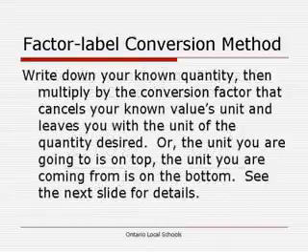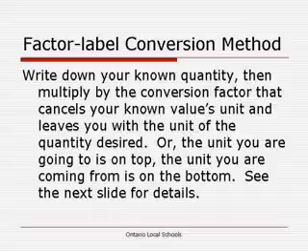When we solve relationships involving density using the factor label conversion method, we're first going to write down our known quantity. Then we're going to multiply by one of the conversion factors that we talked about on the previous slide that will cancel our known value's unit and leave us with the unit of the quantity that we desire. So the unit that you're going to should be on top. The unit that you're coming from is on the bottom, and the next slide will show us details on how that should look.